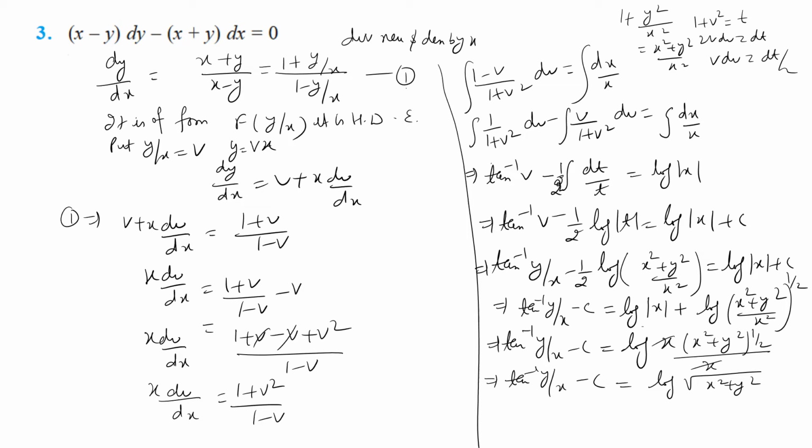So taking the antilog, I am bringing this to this side, x square plus y square is equal to e raised to power tan inverse y upon x minus c, which can be written as e raised to power tan inverse y upon x into e raised to power minus c, which can be written as some other constant a into e raised to power tan inverse y upon x.